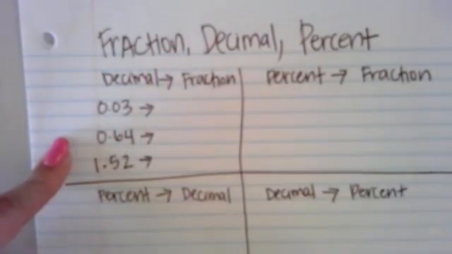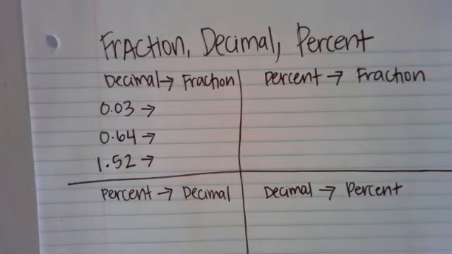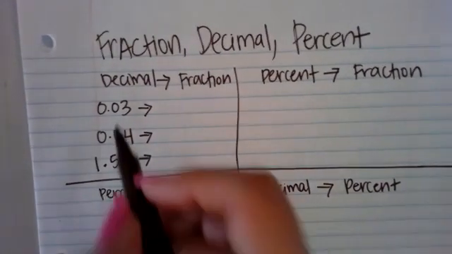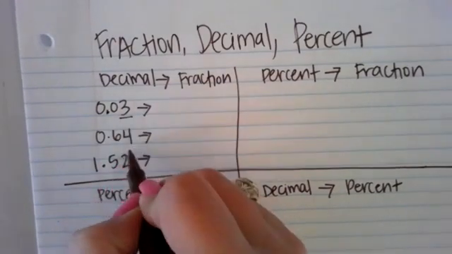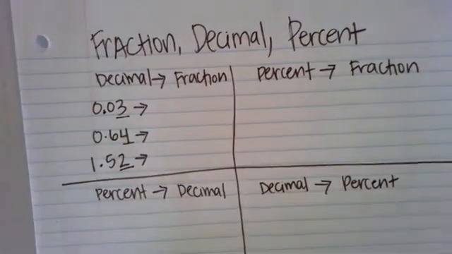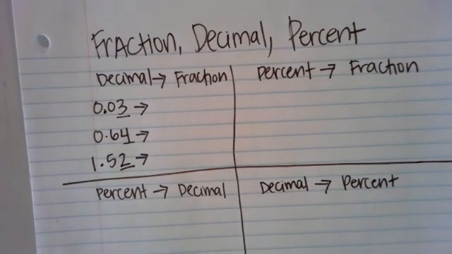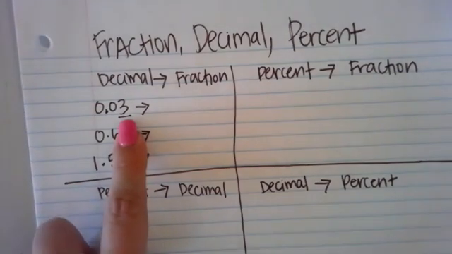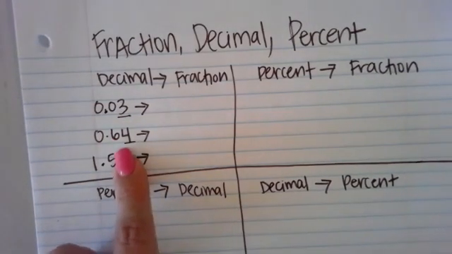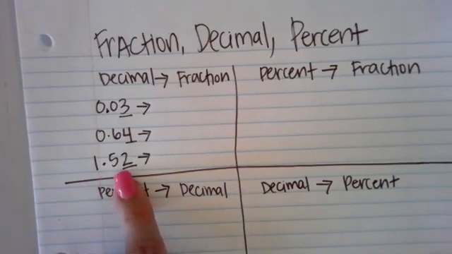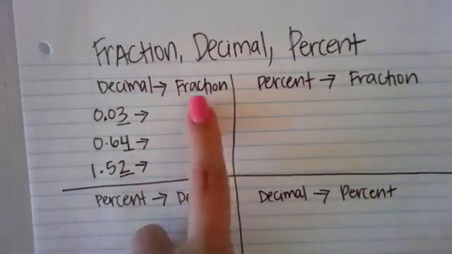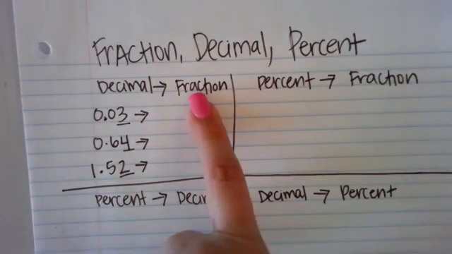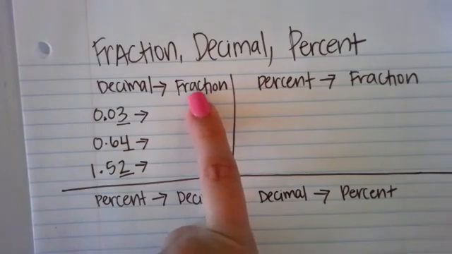When we convert decimals to fractions, essentially all we need to do is look at the place value that our decimal ends in. For example, all of these decimals end in the hundredths place value. If I was to say this decimal with its place value, this is 3 hundredths. This one, 64 hundredths. This is 1 and 52 hundredths. That decimal place value of hundredths is the key to the fraction I create. That place value of hundredths is the denominator.